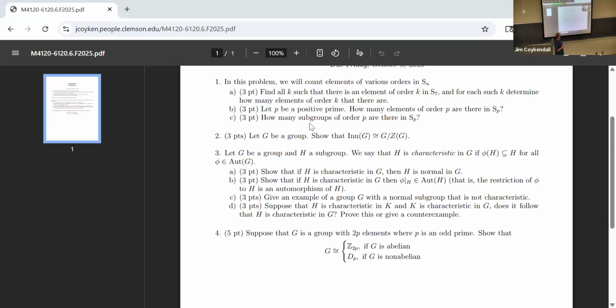I'll give you a hint to kind of start this one off. You know from Cauchy's theorem, there's a subgroup of order P, and it has to be normal, but I think that might help. Okay, any questions?